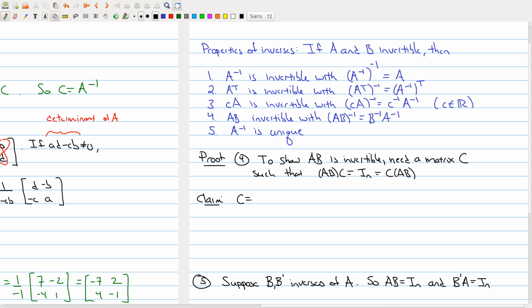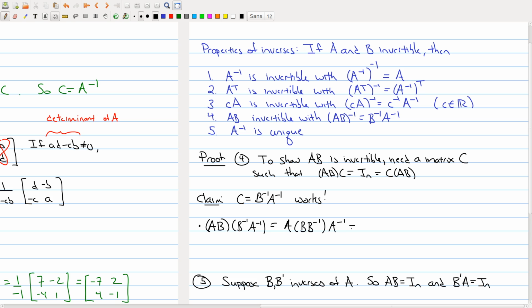is that the matrix B inverse A inverse works. This matrix works. We're just trying to find an inverse, so we just need to find one matrix that works. Now notice that this matrix exists because B inverse exists and A inverse exists, so we can definitely multiply them together. So we're going to check A times B inverse A inverse. Now, multiplication is associative, so we can regroup the parentheses. So this is the same thing as A times B inverse times A inverse.